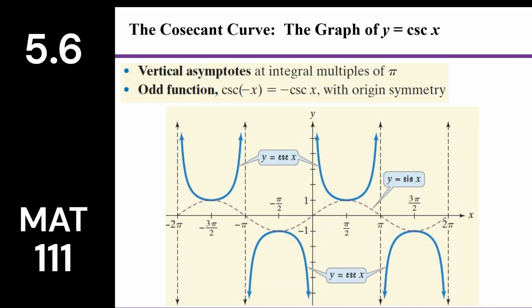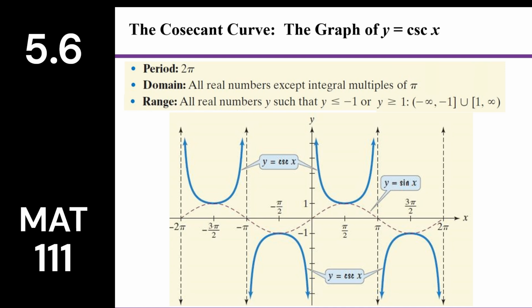Some of its characteristics include having vertical asymptotes at multiples of pi. It's an odd function, so the cosecant of -x will equal the minus the cosecant of x. The cosecant of x has a period of 2 pi. You get the upper portion going from 0 to pi, and you get the lower portion continuing on to 2 pi. The domain is all real numbers except for multiples of pi.